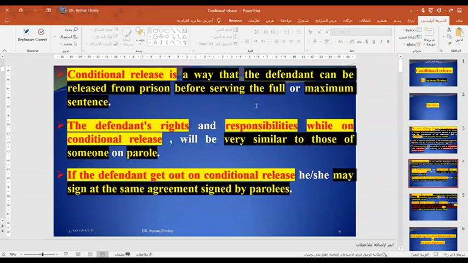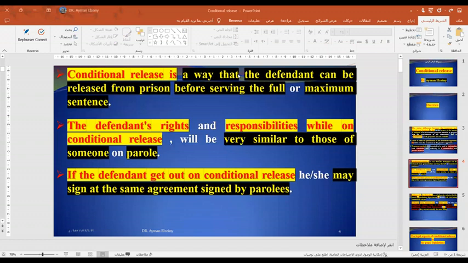Conditional release can simply be defined as a way by which a defendant can be released from prison before serving the full or maximum sentence or penalty. So conditional release is a way by which a defendant can be released from prison before serving the full penalty.